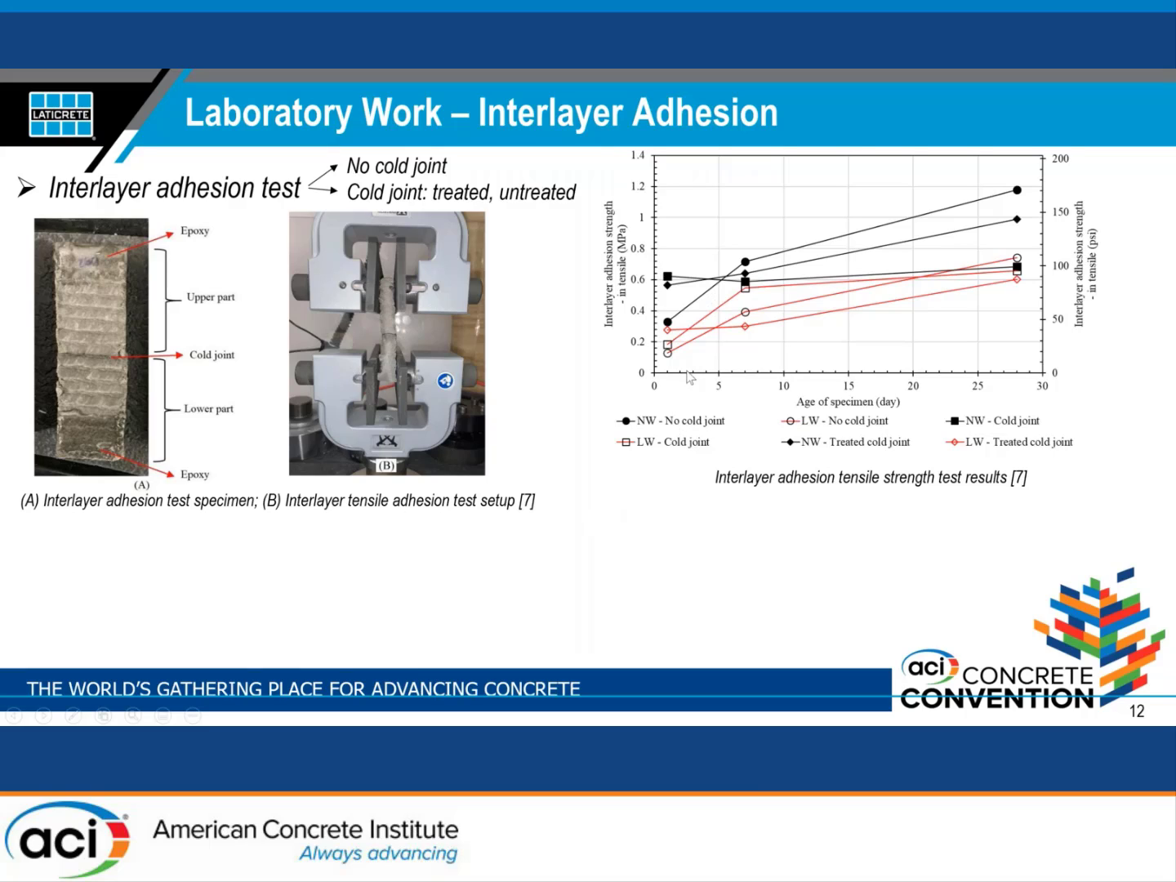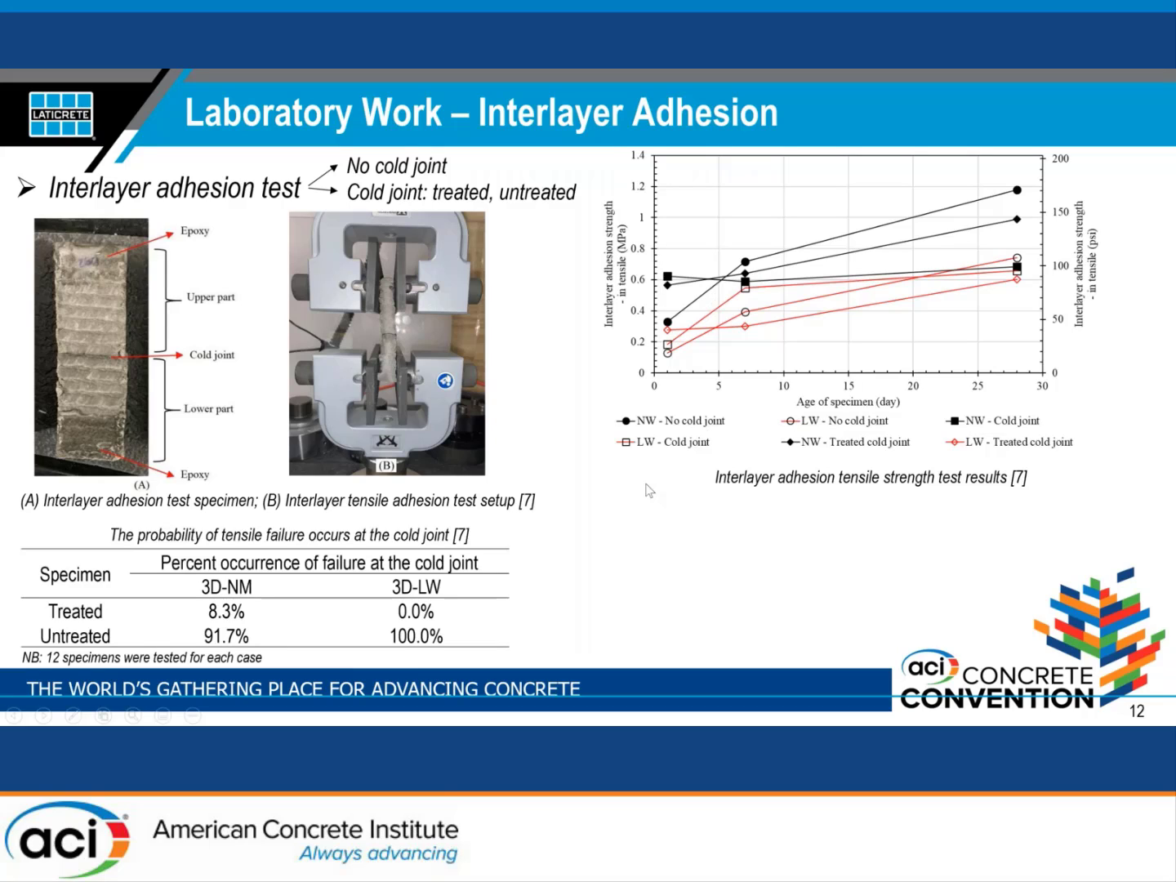So the results indicated that the bonding improved along the edge of the specimens. And we tested the normal weight specimens and lightweight specimens. It appears that the lightweight specimens have higher interlayer strength.